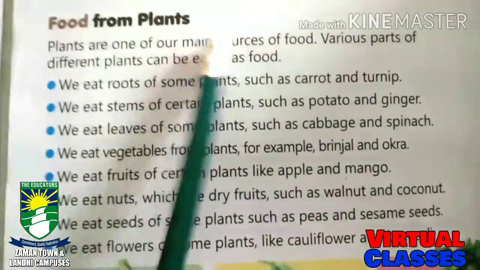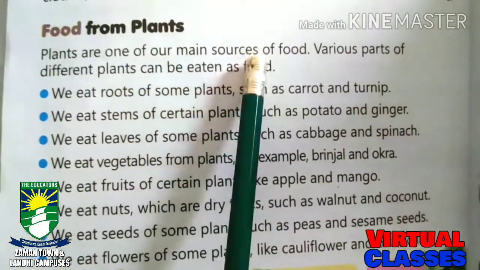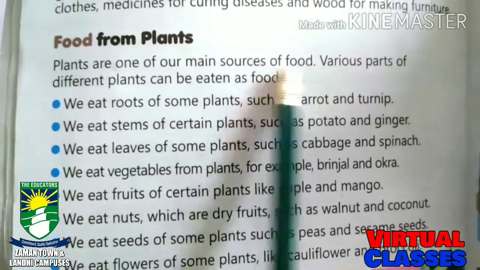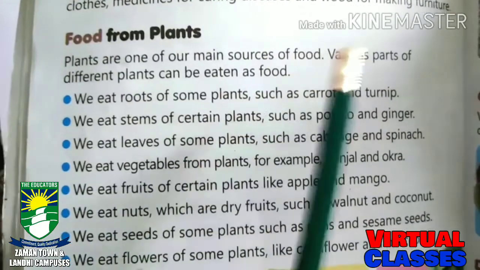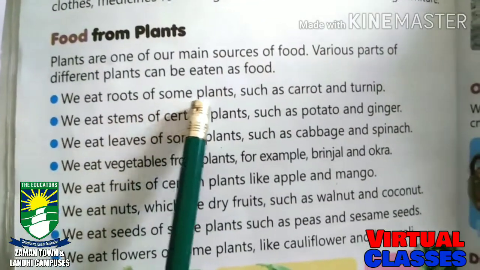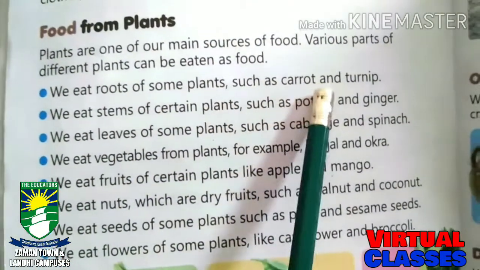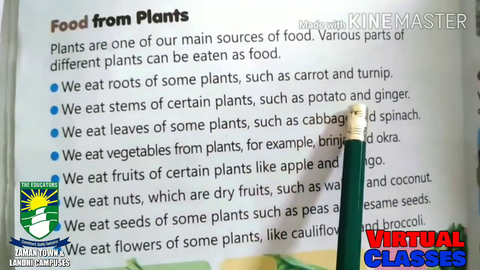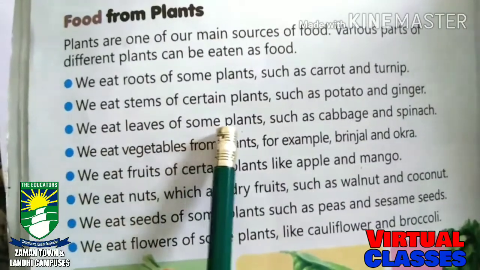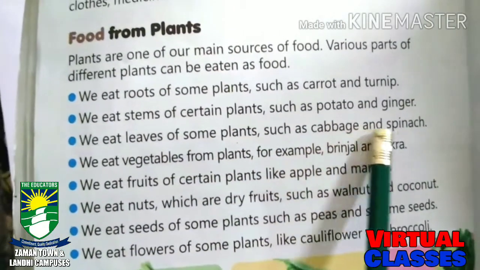Food from plants. Plants are one of our main sources of food. Various parts of different plants can be eaten as food. Number 1, we eat roots of some plants such as carrot and turnip. We eat stems of certain plants such as potato and ginger. We eat leaves of some plants such as cabbage and spinach.